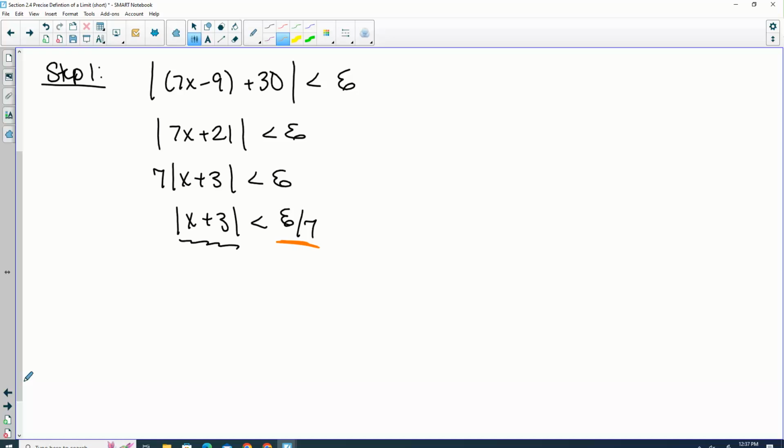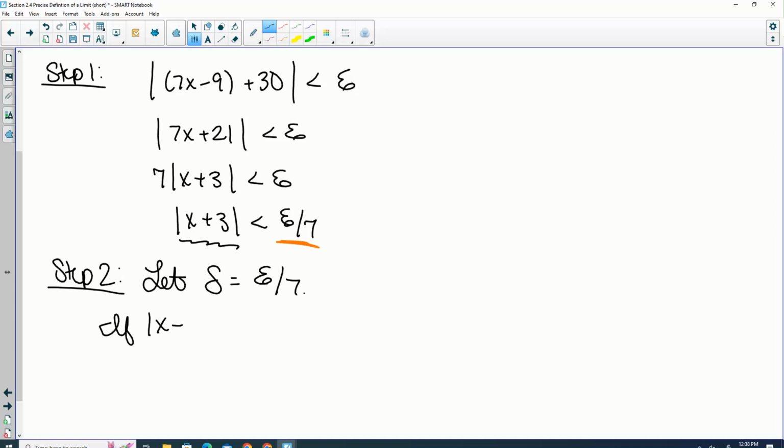Is everybody with me here? Okay. So now we do the proof. So the proof, we rewrite that first part of the definition, but we have to first state what delta is. So let delta equal epsilon over 7.